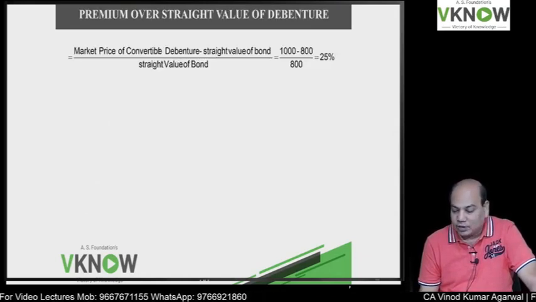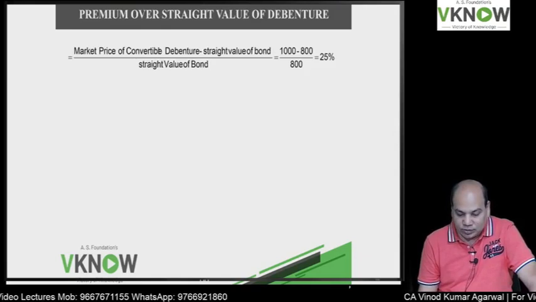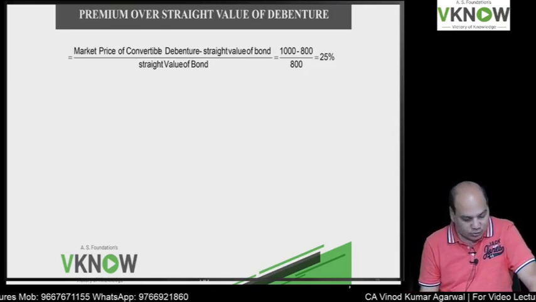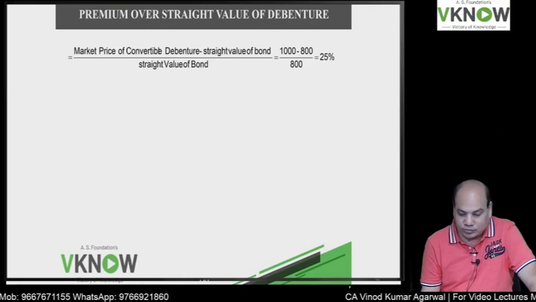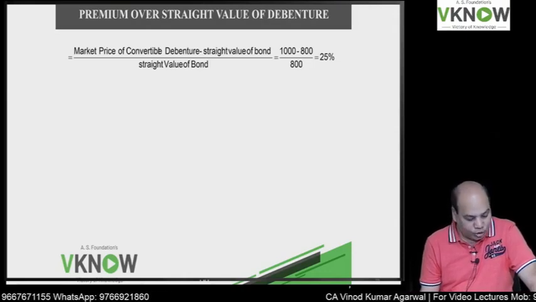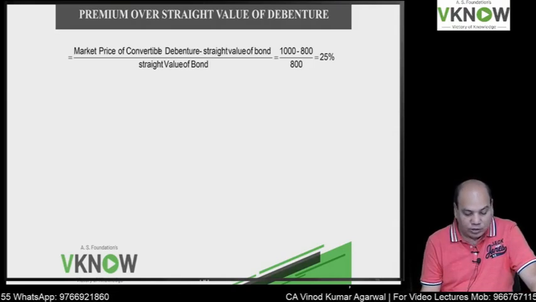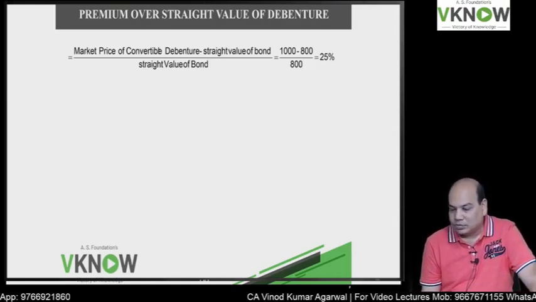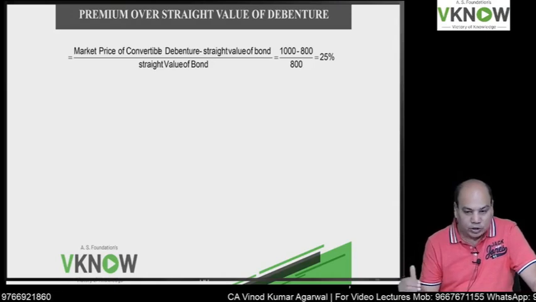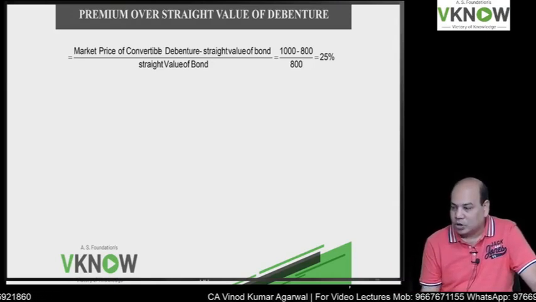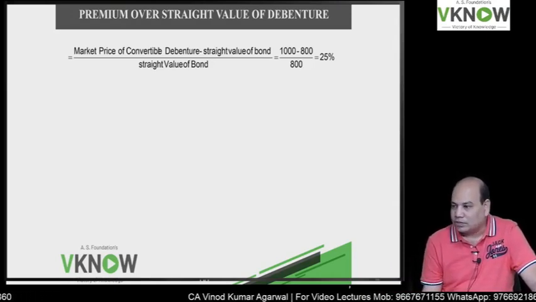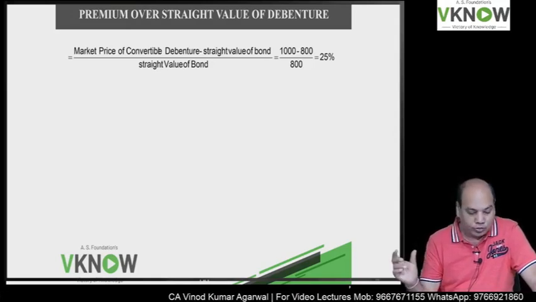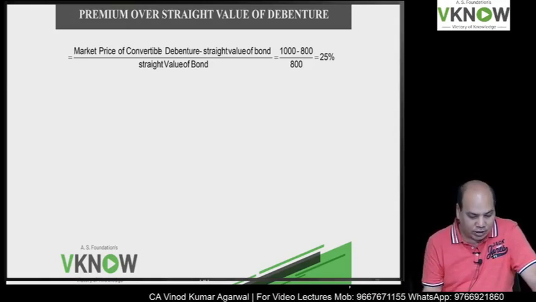Premium over straight value of debenture. This you will answer in percentage. You are paying 1000 rupees, but a similar bond without conversion feature is available for 800 rupees. So you are paying 200 rupees more, over and above 800 rupees. So you have to express in percentage, right?